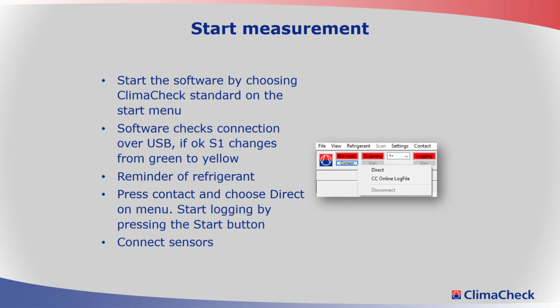So to do the basic measurements with ClimaCheck standard, we open ClimaCheck standard. It already opens the one circuit template and the corresponding data source. We connect our hardware to the laptop. We choose the refrigerant. We click on Connect and Direct. Finally, we click on the Start button and the measurement will start. At that point, you can start checking the sensors if they're connected properly, if they're giving reasonable values.